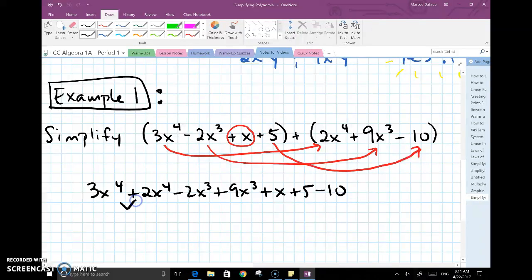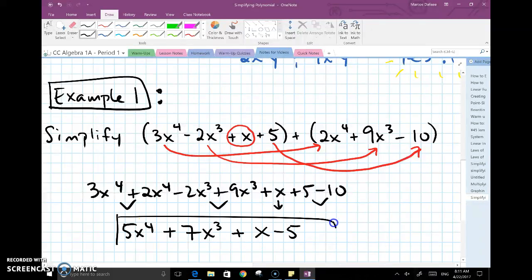And now you just go ahead and put stuff together. Bring this down, put these two together, and we are done in a moment. So this will make 5x to the fourth power. This will make plus 7x to the third power. This plus x, just drop it down. And then 5 minus 10 is negative 5. So with that, we are done.